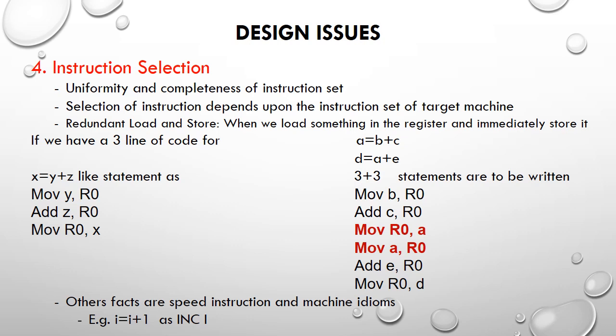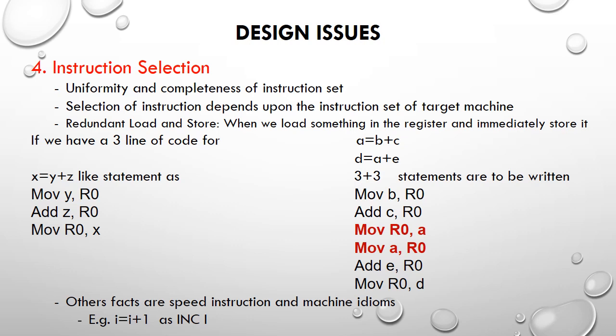So instruction selection is about selecting the minimum number of instructions such that the code can be executed efficiently, and it will take less CPU time for execution. Obviously, if we have 4 statements for the execution versus 6 statements, then the instruction set which has 4 statements will take less time as compared to the instruction set having 6 statements.